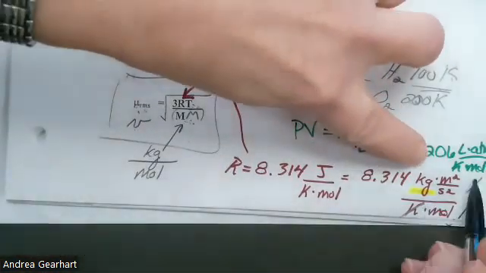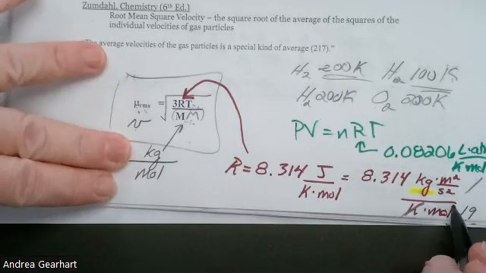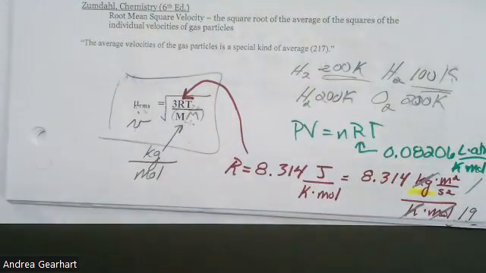So we cancel the Kelvin. Then we're going to end up canceling mole and kilogram and taking the square root of speed squared, so meter per second.